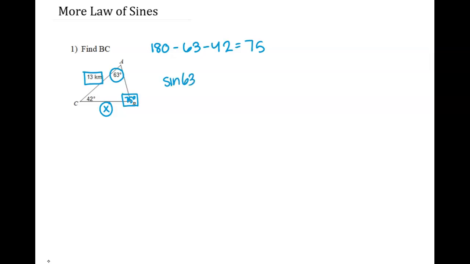Sine of 63 over x equals sine of 75 over 13. We can cross multiply to solve. So x times sine of 75 equals 13 times sine of 63.